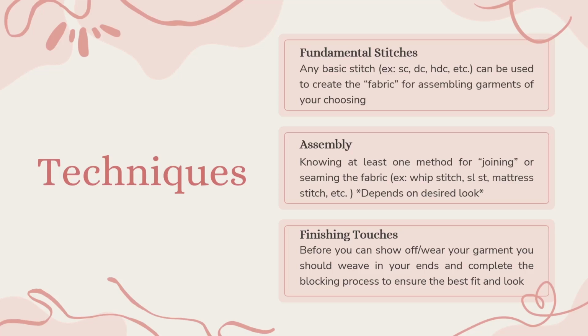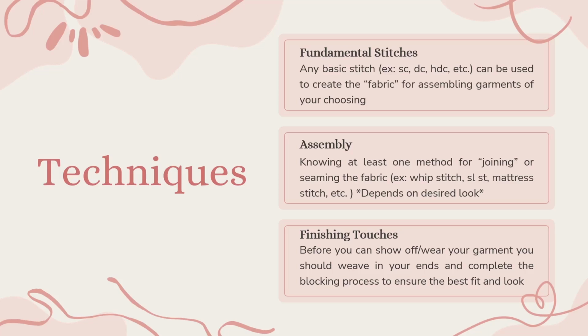Next would be assembly. So I did mention joining. I'd recommend going into this knowing at least one join method. Really and truly, most of them are not that hard. The most common one that I've seen is the whip stitch because it is so easy, but even easier, honestly, would be just slip stitching pieces together. It might not give you as aesthetically pleasing a seam as something like a mattress stitch, which gives you more of an invisible look, but really you just need to know a way to get one piece attached to another piece and have it not look super weird. The choice of join method is really going to depend on your desired look.